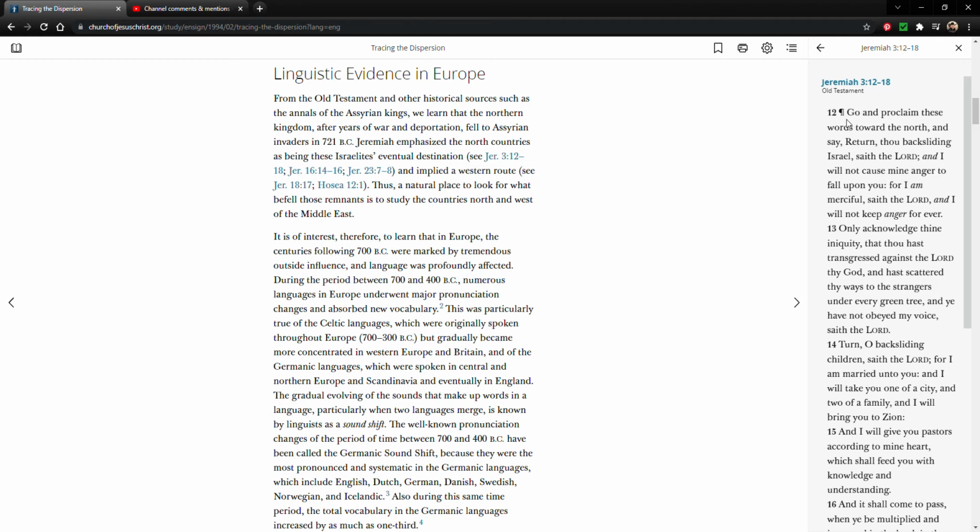Go and proclaim these words toward the north, and say, "Return, thou backsliding Israel."